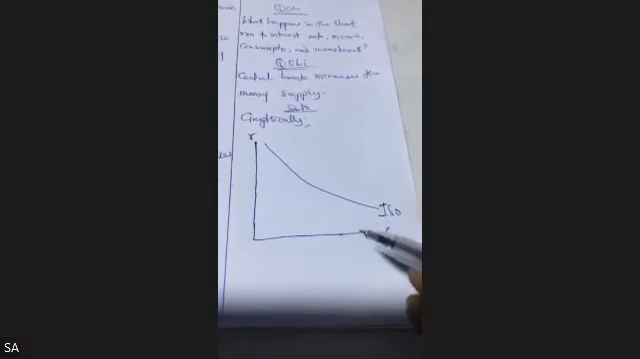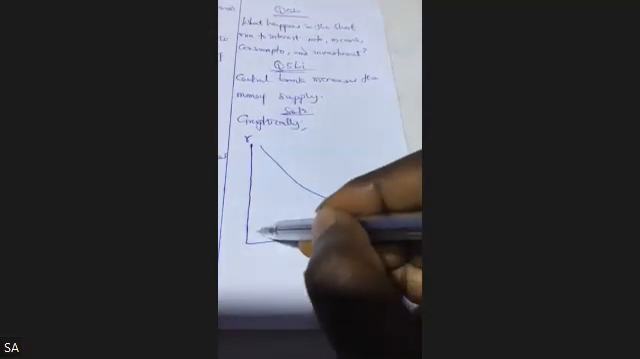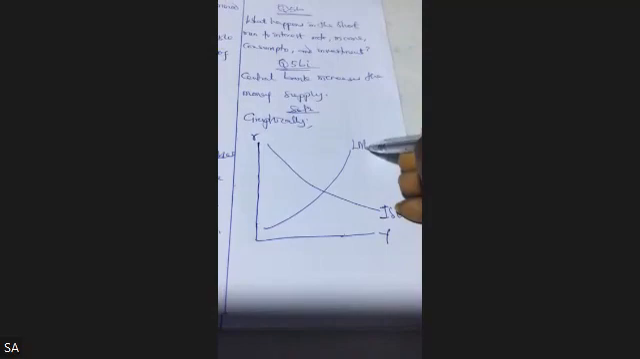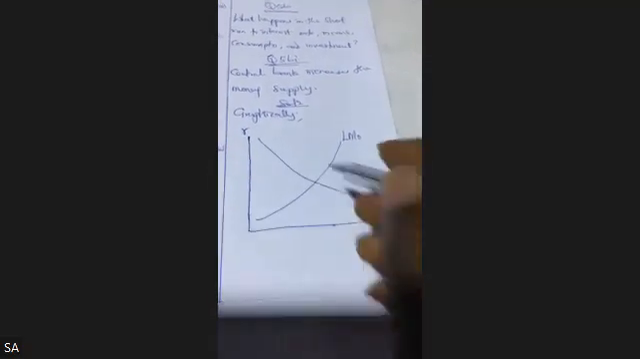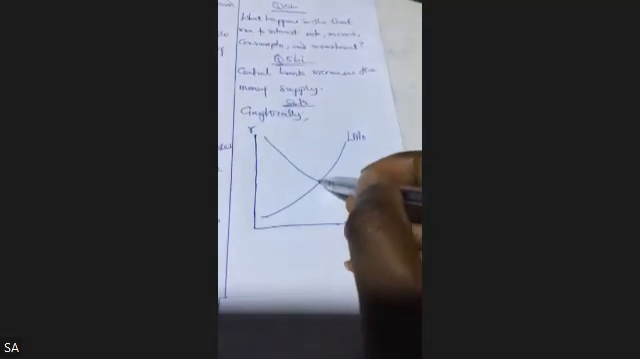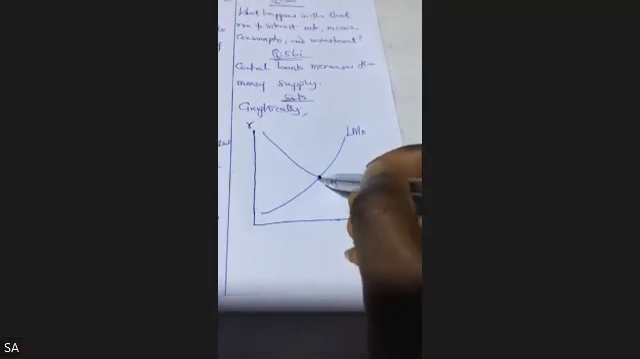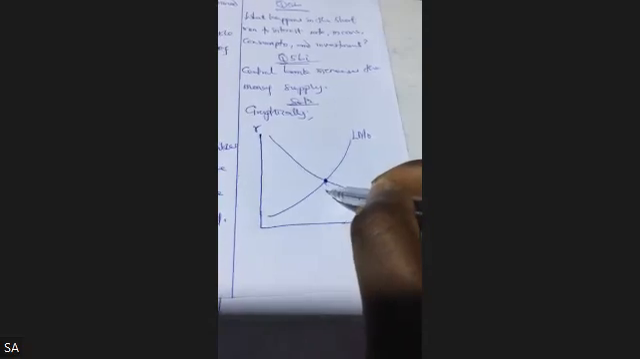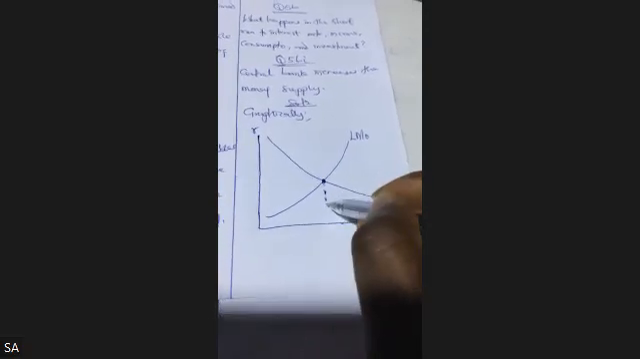LM slopes upward from left to right. Let's call this one LM naught. So here is the initial equilibrium point. You trace it down.